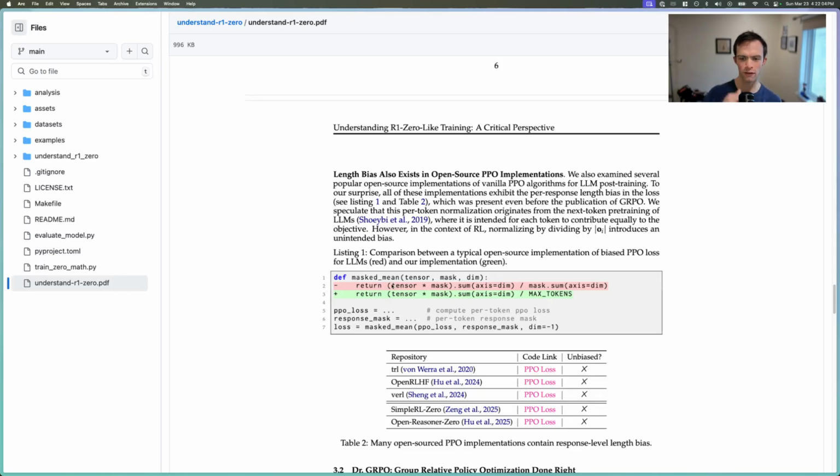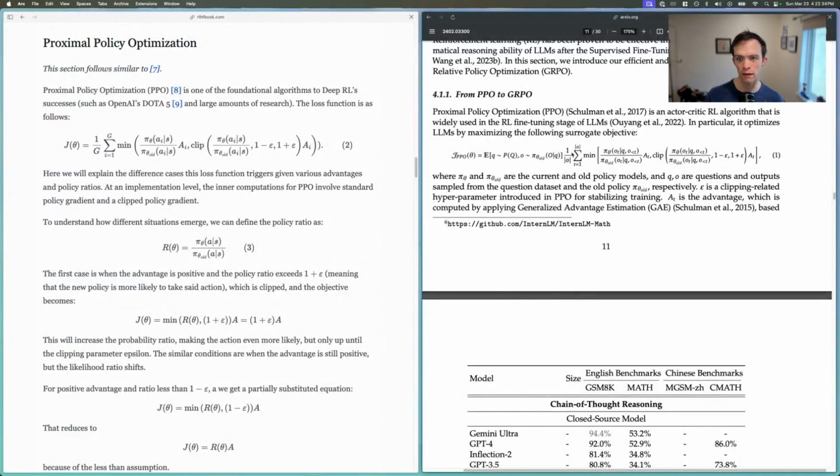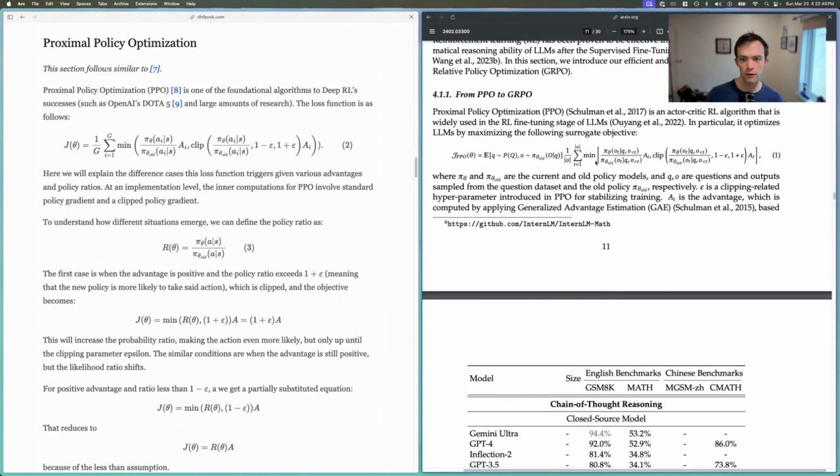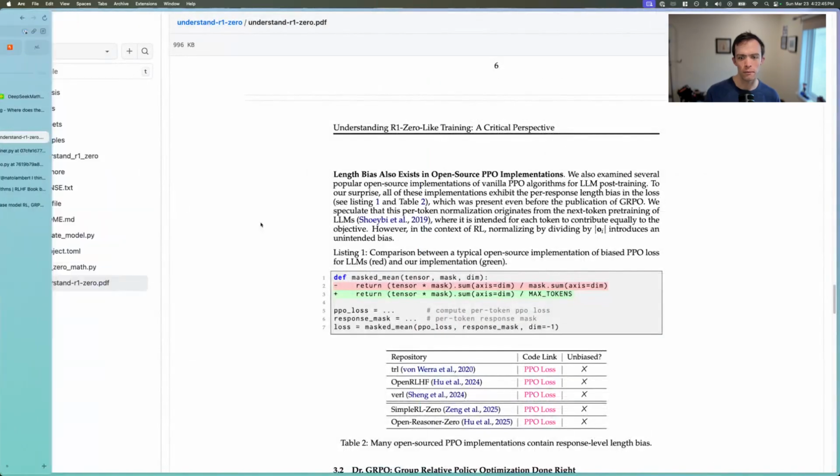This red line that they have is something that would be called a masked mean, where they're saying that a masked mean is essentially biasing versus like a length bias in GRPO. So it's rewarding long samples. So it says, to our surprise, all these implementations exhibit the per response length bias in the loss, which was present even before the publication of GRPO. So what we're saying is that we have this masked mean where you're dividing by the number of samples on the prompt, which is the way that if we go back to the DeepSeek loss, this 1 over O term has been handled within the open community. I would say that there's very likely a reason that DeepSeek actually does this 1 over O term, but in the math it's not necessarily motivated.